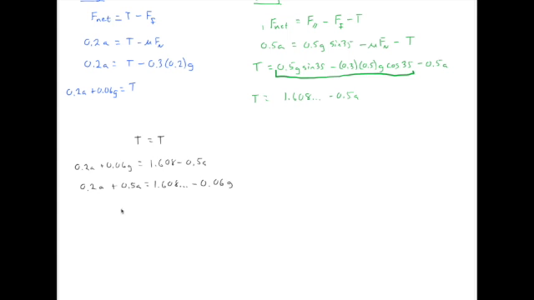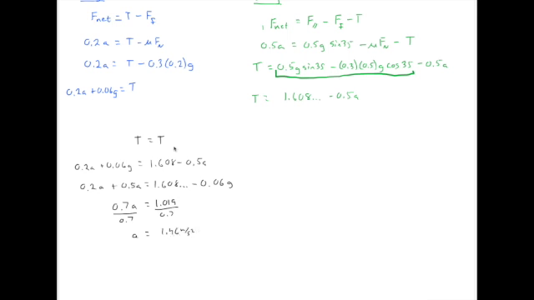And then times g. So here I'll get 0.7 times a. When I subtract these two terms here, I'm going to get 1.019. And I can divide out the 0.7 on both sides. When I do that, I'll get an a value of 1.46 meters per second squared.